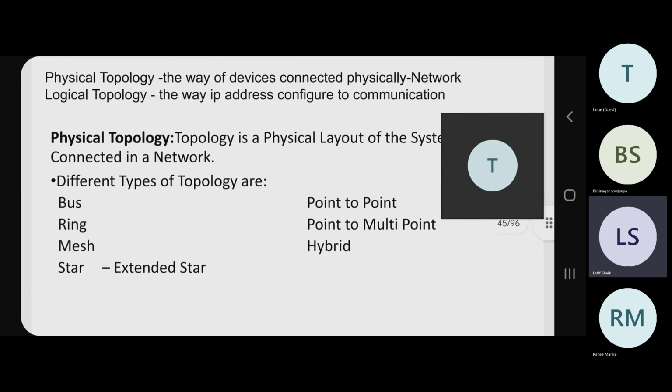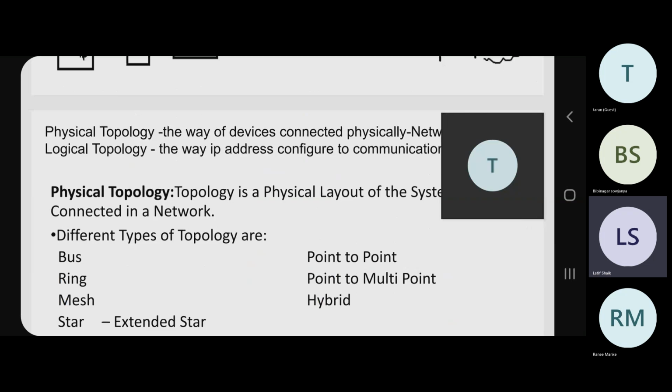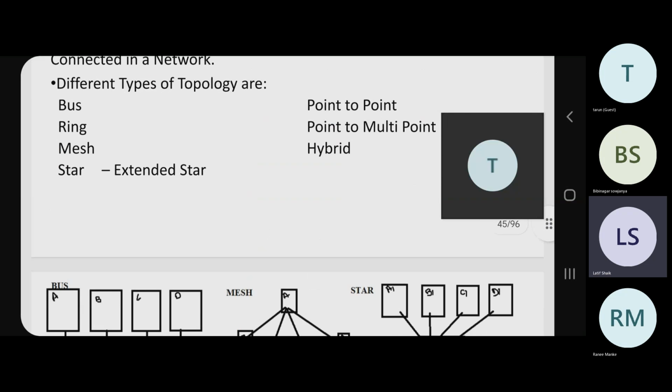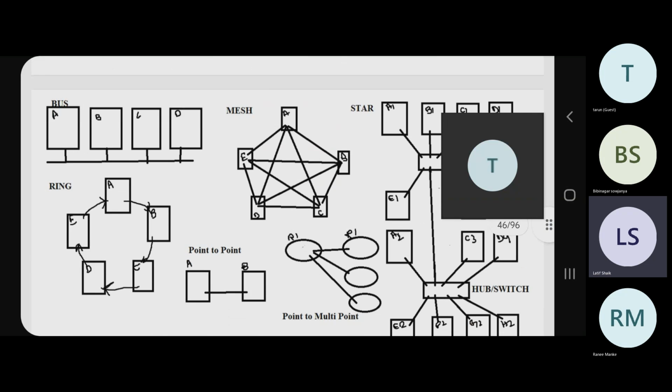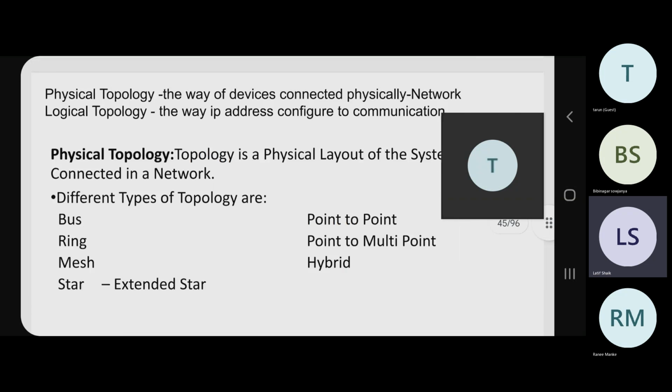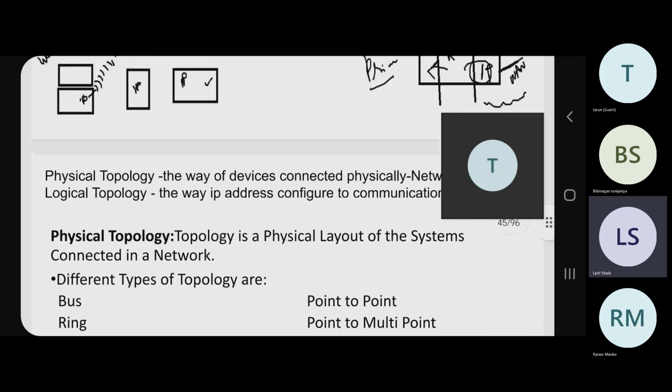Next is the different topologies: bus topology, ring topology, mesh topology, star topology, and how they connect. The way of connecting devices is called a physical topology.